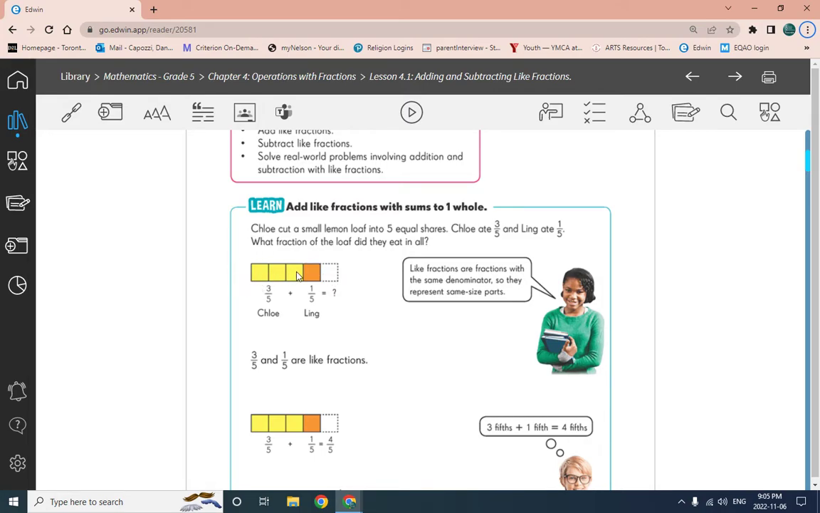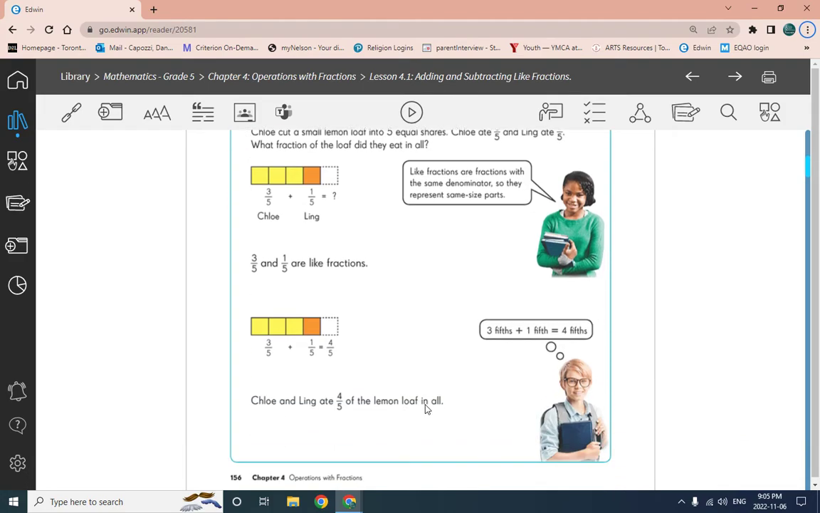Here we have Chloe's 3/5. The 3 in the numerator is represented by the 3 yellow pieces. The 1 in the Ling fraction, 1/5, is represented by the 1 orange piece. Because 3/5 and 1/5 are like fractions, meaning they are both showing fifths, which means the sizes are the same size, we can add them together.